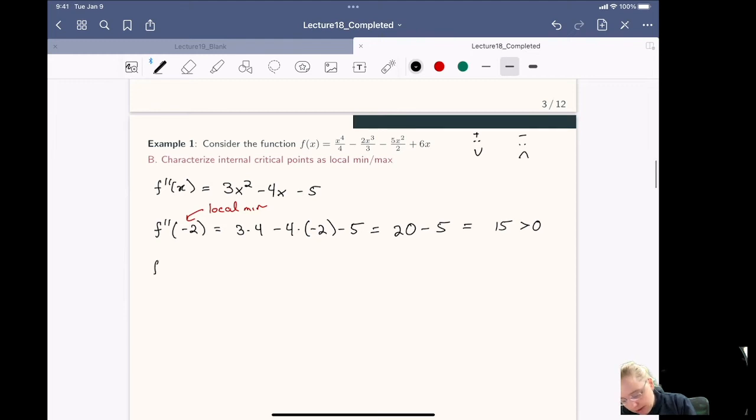All right, what about our next point? Well, we have f double prime of 1. That's our next root. That gives us 3 times 3 minus 4 minus 5, and this comes out to being negative 6. This is less than 0, so that means that it is a sad face and it is a local maxima.